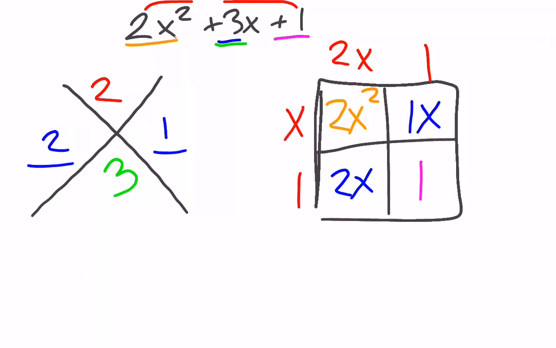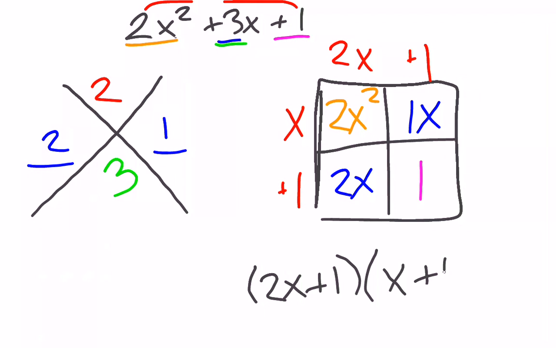Now this time I'm going to double check. X times 2x is 2x squared. X times 1 is 1x. 1 times 2x is 2x, and 1 times 1 is 1. Notice I had no negatives in there, so both of those are positive, and I can write my final answer. And I don't even need to ask, did I get the right answer? I know I got the right answer because I multiplied, which undoes factoring.